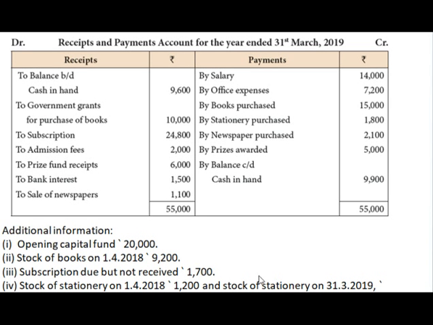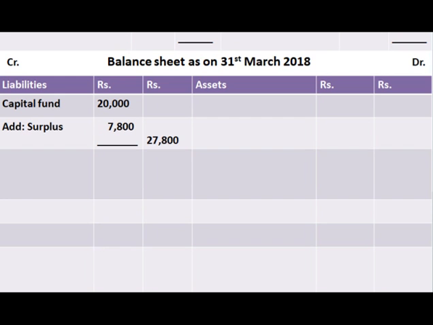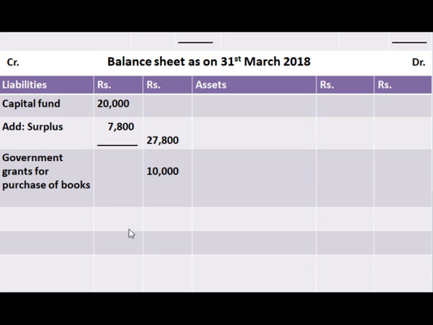The next particular which will be substituted in balance sheet of liability side is government grants for purchase of books. As I had already explained you in the beginning, why it should be included in liability side. Only these particulars should be included in liability side.